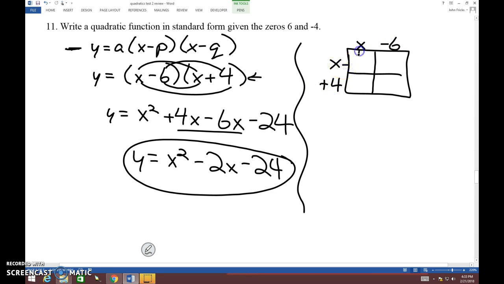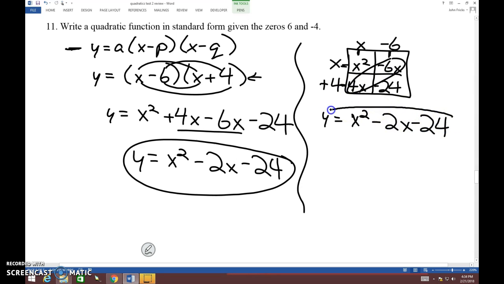So x times x would be x squared. 4 times x would be 4x. X times negative 6 would be negative 6x. And then 4 times negative 6 would be negative 24. When you combine these two terms, you would get a final answer of y equals x squared, negative 6 plus 4 is going to be negative 2x minus 24. So you still should get this exact same answer.